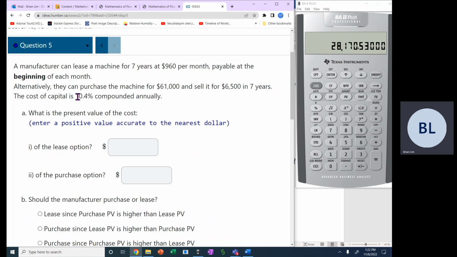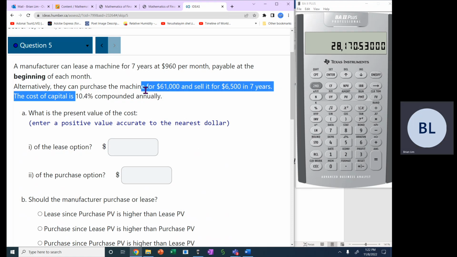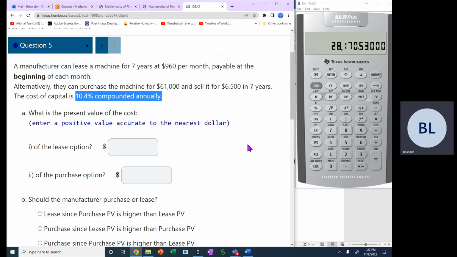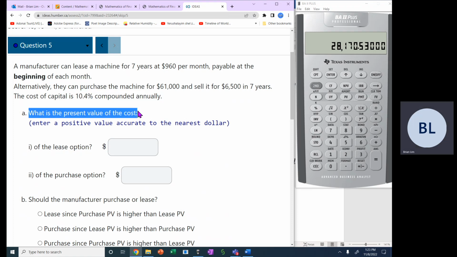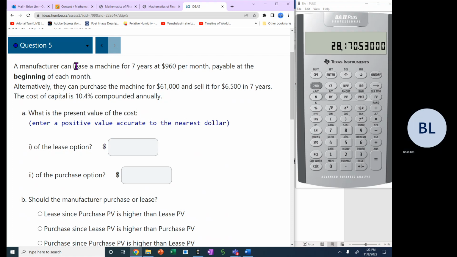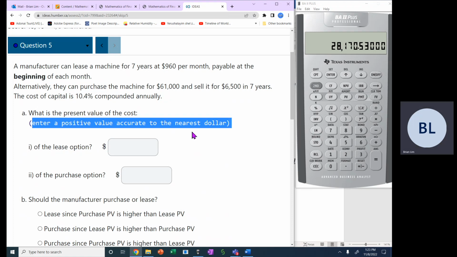The cost of capital is 10.4% compounded annually, meaning cost of capital, you borrow money or whatever, and that is the cost, 10.4% compounded annually. What is the present value of the cost? Okay, we have two of them. One is the lease right here, and one is a purchase. Correct, yes. So enter a positive value accurate to the nearest dollar.